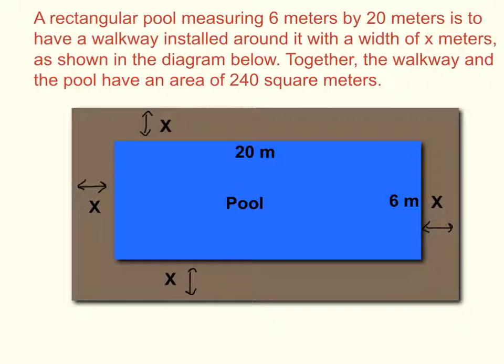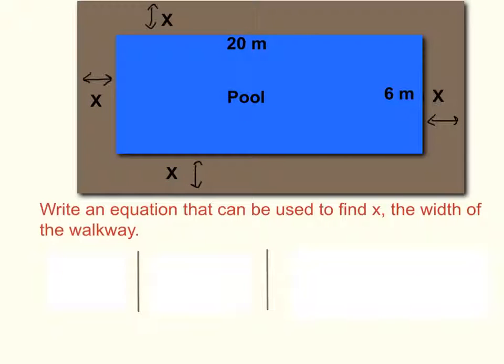A rectangular pool measuring 6 meters by 20 meters is to have a walkway installed around it with a width of x meters, as shown in the diagram below. Together, the walkway and the pool have an area of 240 square meters. Write an equation that could be used to find x, the width of the walkway.